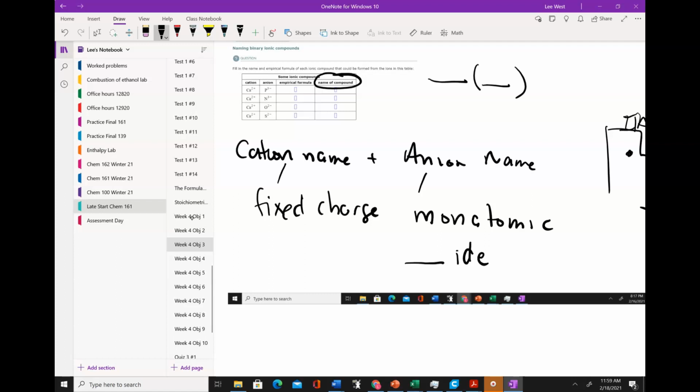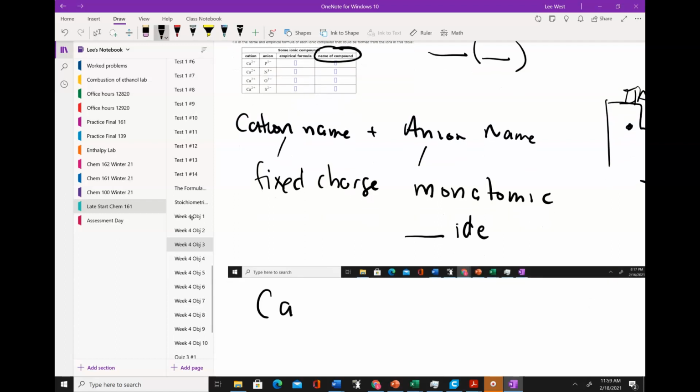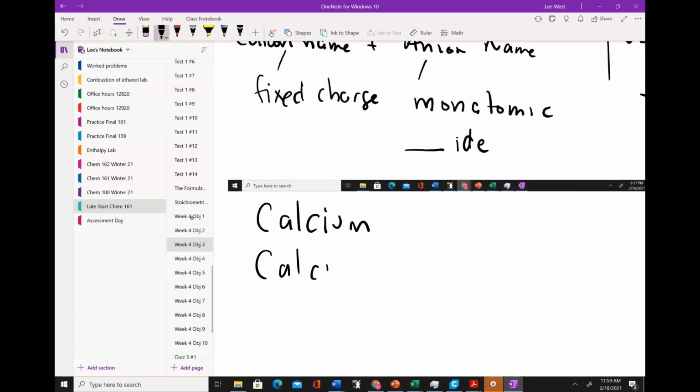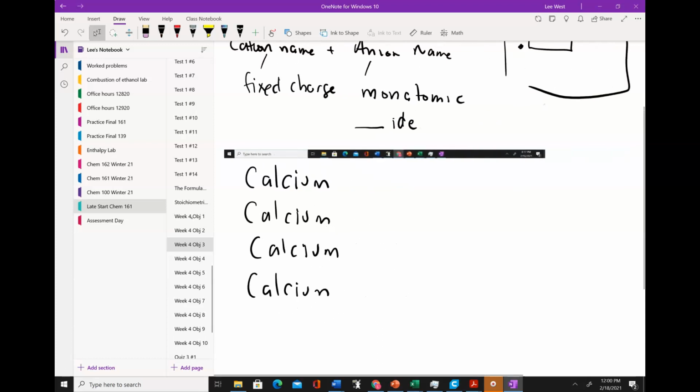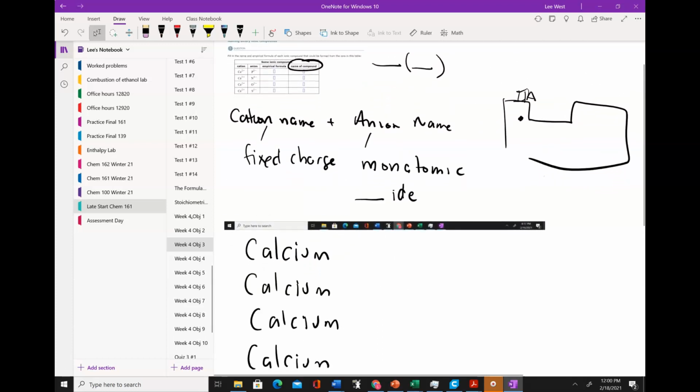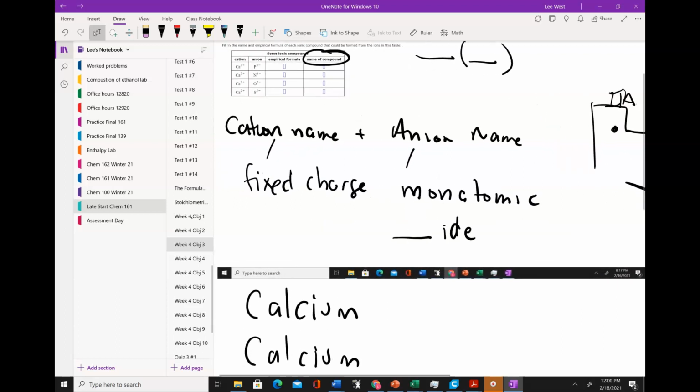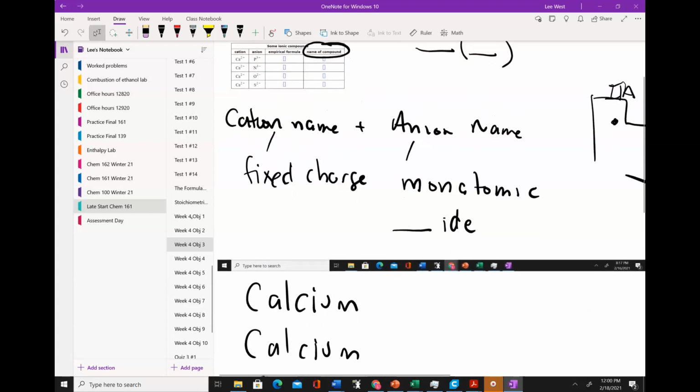So all four of these are just going to have, for the cation, calcium, calcium, calcium, with no Roman numerals. And now I have to name the anions, and the key thing here is that these are all monatomic anions. You see that only one atom there, so we just give the stem name followed by the ending "ide." So it's going to be phosphide, nitride, oxide, sulfide.